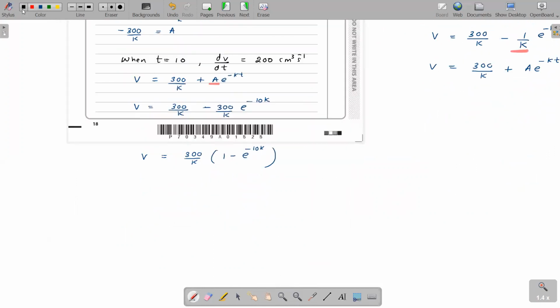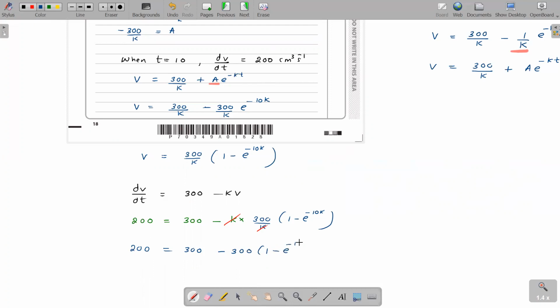Now let's replace in the dV by dt equation. Just remind me again, dV by dt equals 300 minus kV. So the dV by dt value is given to you as 200. Well, 300 minus k times V, which is 300 over k times 1 minus e to the power minus 10k. The k and k will cancel. So 200 equals 300 minus 300 times 1 minus e to the power minus 10k.